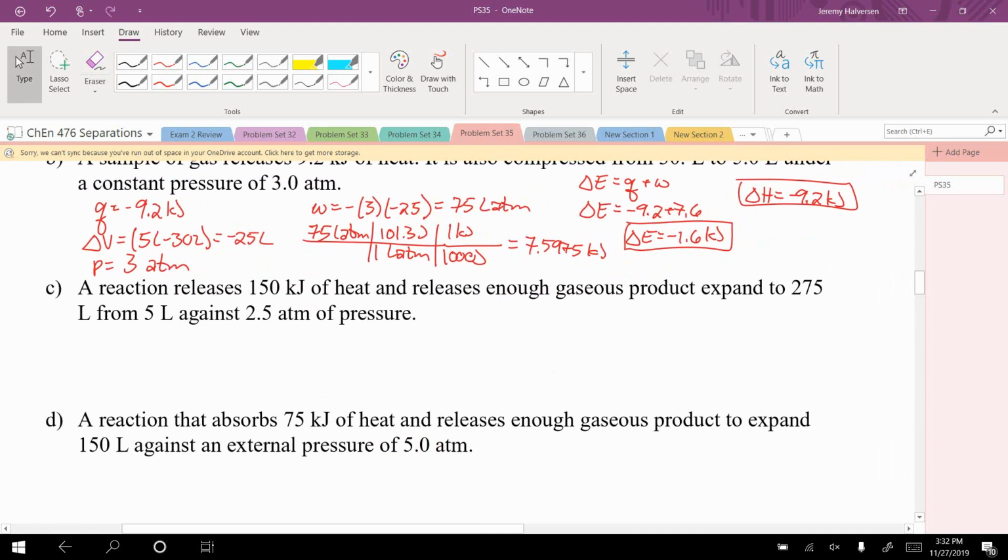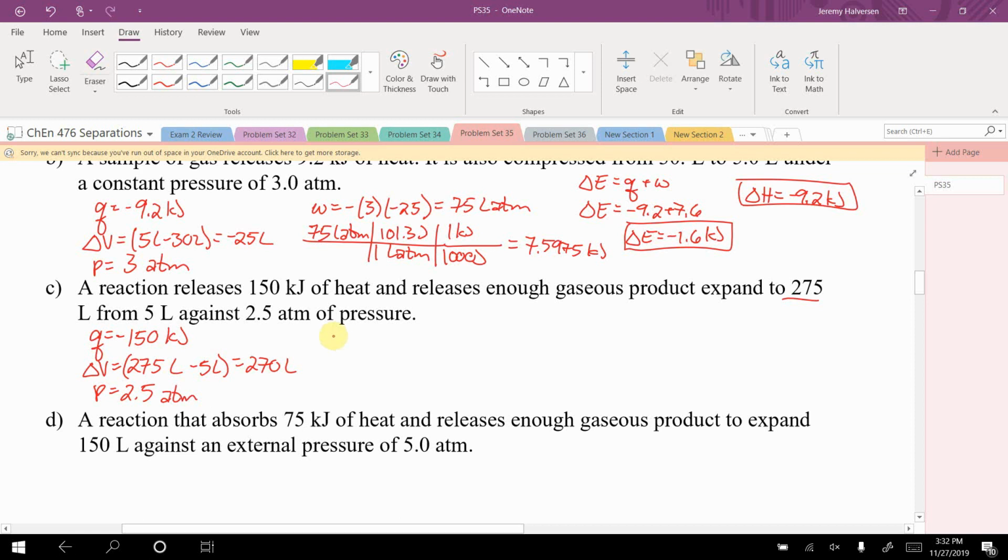And let's keep going. Gas reaction releases 150 kilojoules of heat. Q is going to be negative 150 because again it's being released, so it's got to be negative. Releases enough gaseous product to expand 275 liters. So my delta volume equals positive 275 liters because it's expanding. Oh, to expand to 275 from 5. So it's going to be 275 minus 5 liters. So 270 liters is my change in volume. And my pressure is 2.5 atmospheres.